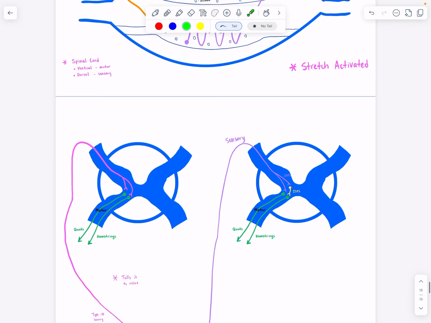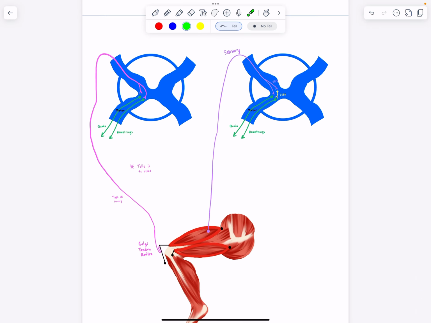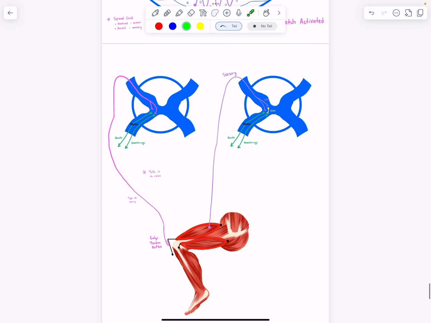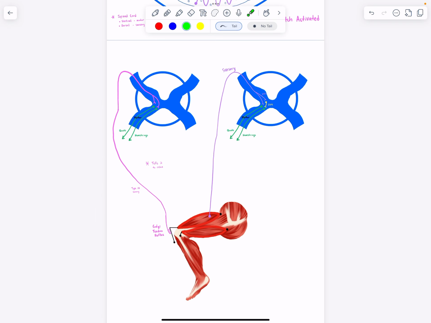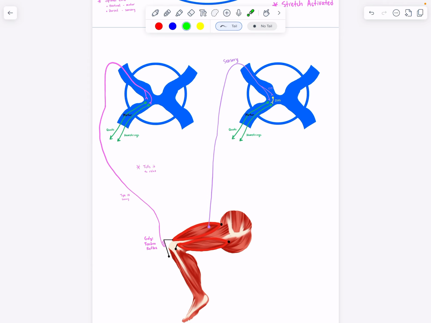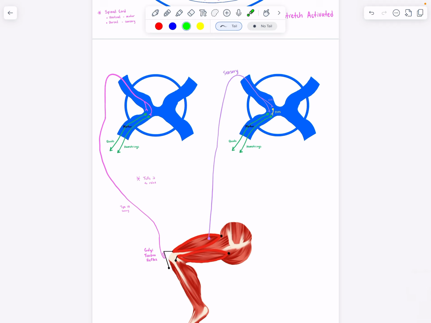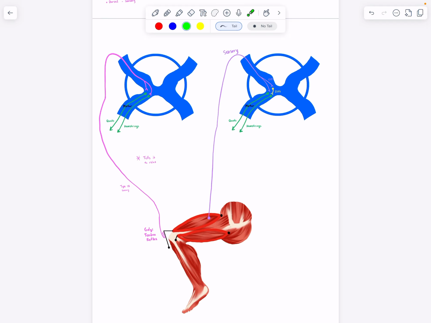Anyway, what that does, we'll scroll down here, is send that signal to the spinal cord. So if we have that sensory coming in, it will come to the spinal cord, and depending on the muscle that's being stretched, we will have different responses. So let's say your quad, for example, like in this picture, your quad is being stretched. So you're stretching your quads.